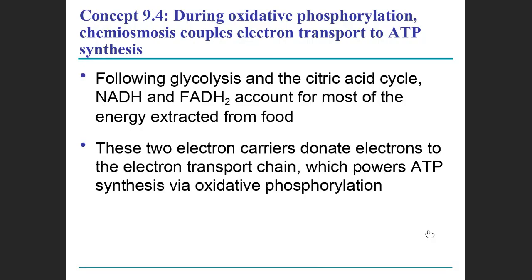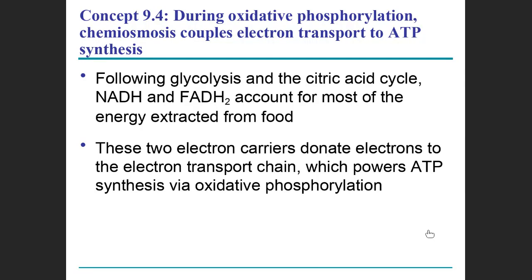Two of the NADHs are made in glycolysis. Two were made in the intermediate step, the decarboxylation step, and then 6 are made in the Krebs cycle for a total of 10. And then we have those 2 FADH2s, which also donate electrons to the electron transport chain to make ATP.